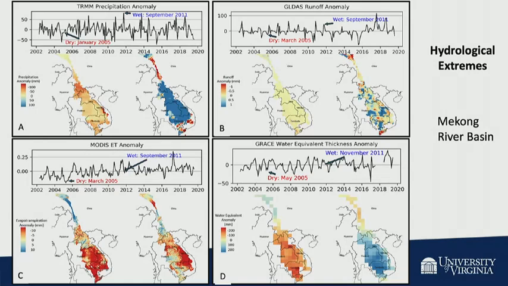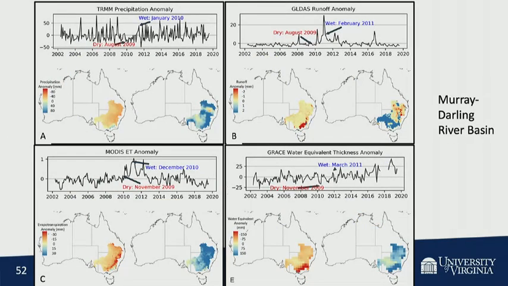And the beauty of these 4 pictures is that all of them come from completely different sources. No calibration, no model, nothing. It's just raw data. And then we did the same thing, but for a different basin. This is the Murray-Darling Basin in Australia. Same thing.